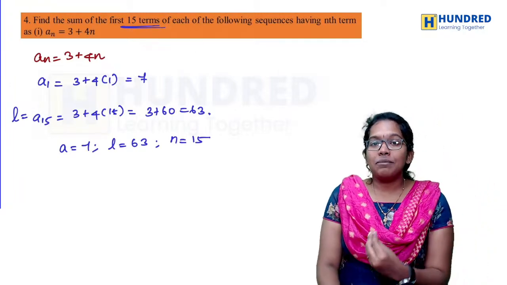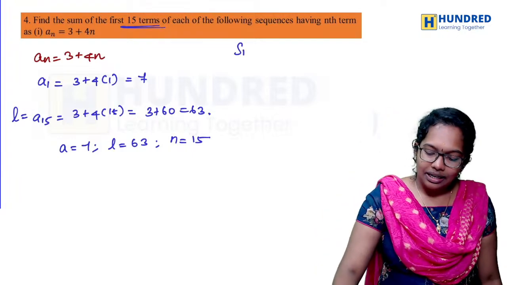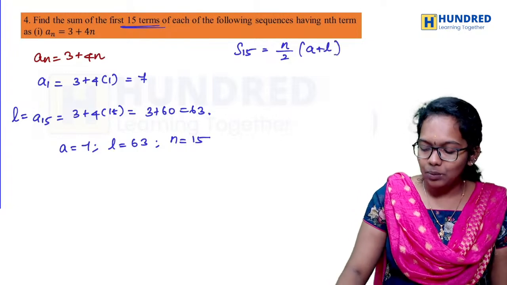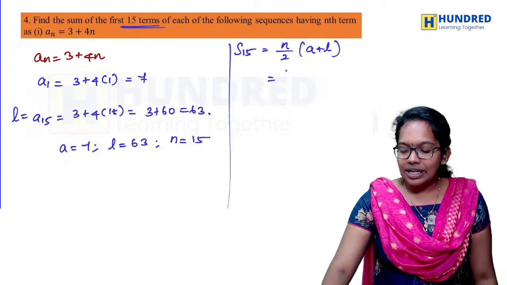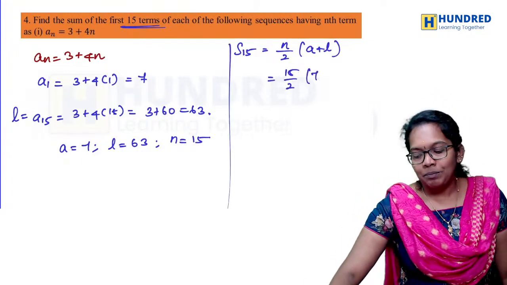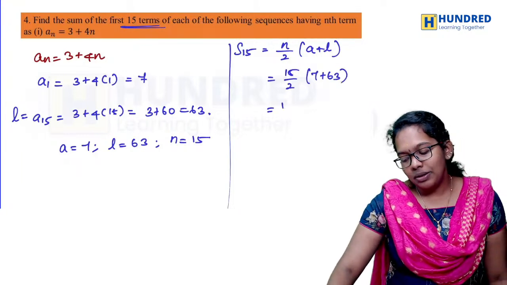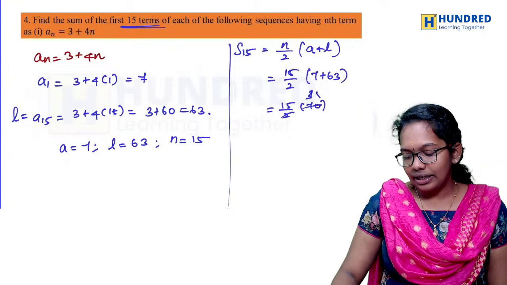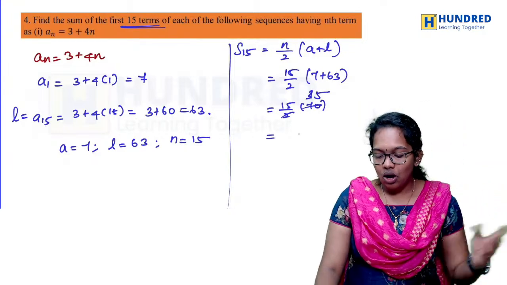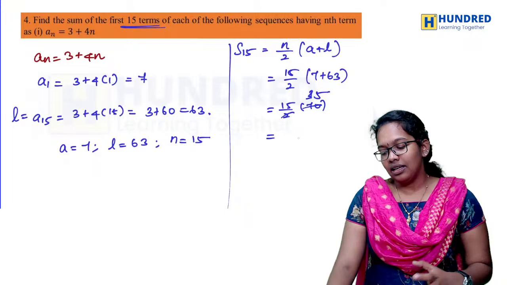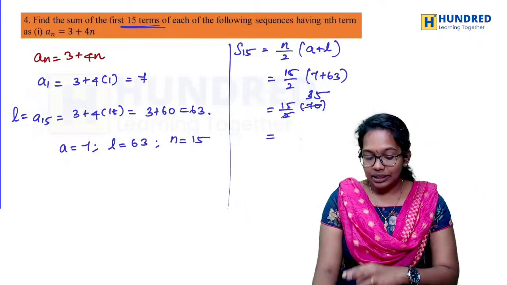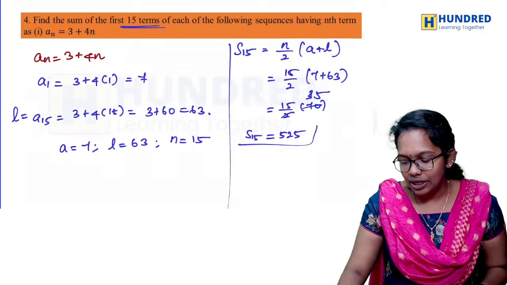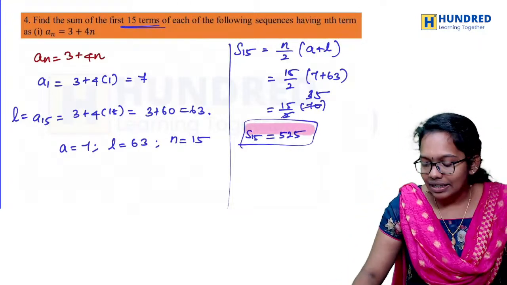Okay, so from this you can now find the S15 value, and the formula is n by 2 into a plus L. Now you can easily substitute the values over here. So it is going to be 15 by 2 into 70. On cancelling, you'll get this value. On just multiplying 15 into 35, the answer would be 525. This is what S15 will be. This is the final answer for this sum.